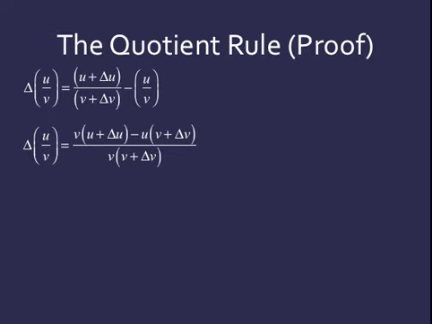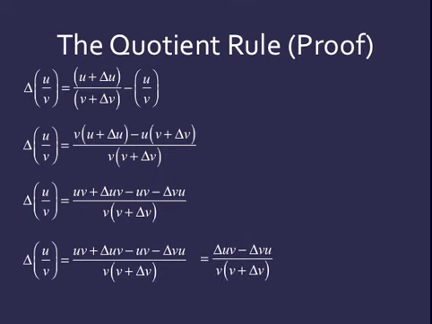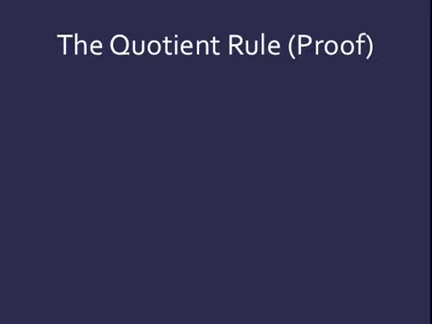Multiplying out the brackets, we then end up with uv plus delta u v minus uv minus delta v u over v times v plus delta v. This can be simplified to give us delta u v minus delta v u over v times v plus delta v. We now have an expression for delta of u over v as delta u times v minus delta v times u divided by v times v plus delta v.